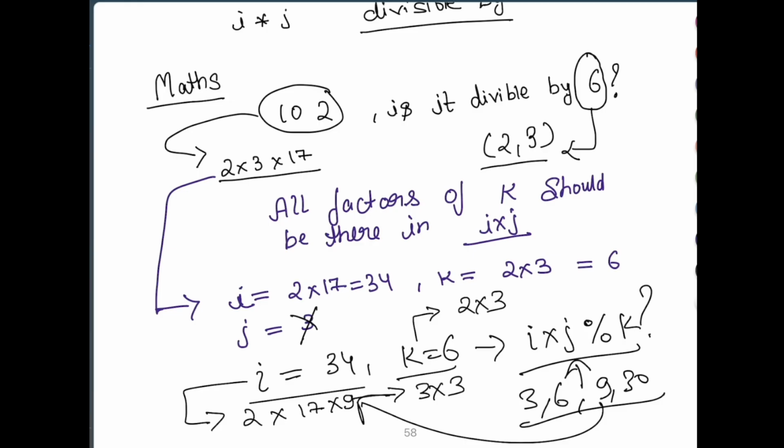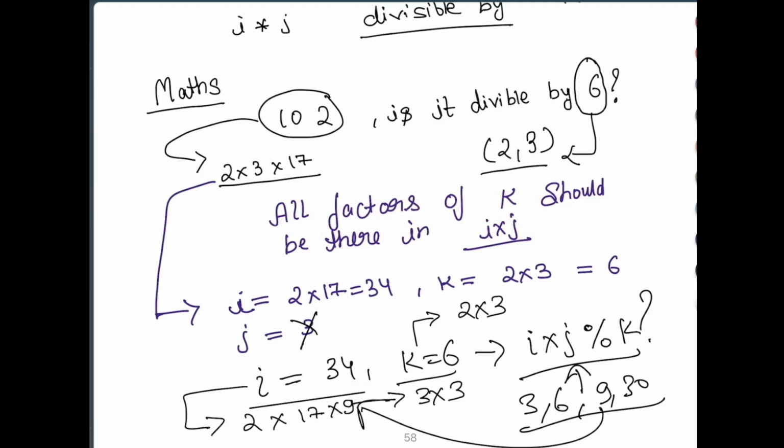So from here I can say that the numbers at the index 34 and 9 are equal, and we are going to count it. So we are going to count the pair which is forming from the index 34, 9, and we are going to utilize this fact that all the factors of k should be there in i multiplied by j. See, the algorithm to find this value is very simple.